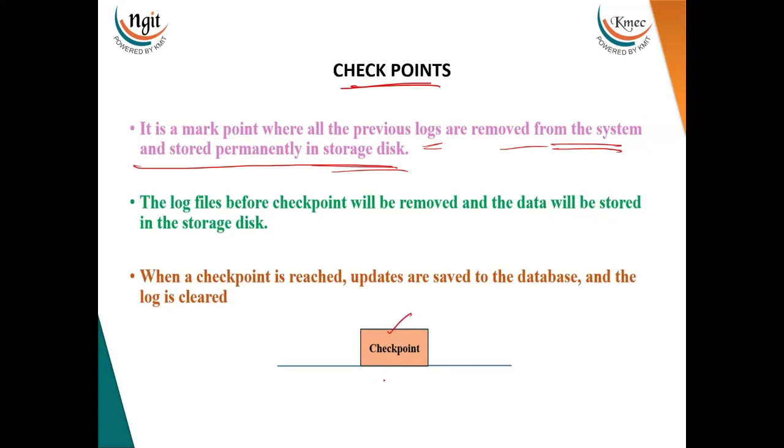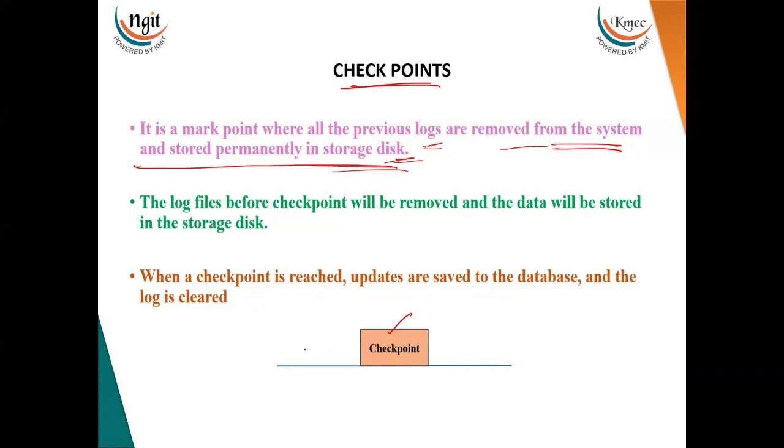Here there is a point called checkpoint. Before these checkpoints, all the operations that are made by the transactions are recorded into a log file. All the log files before this particular checkpoint are removed, and the data is stored permanently in the hard disk. Whenever the log file of a particular transaction is removed or deleted, it means that the transaction has successfully committed.